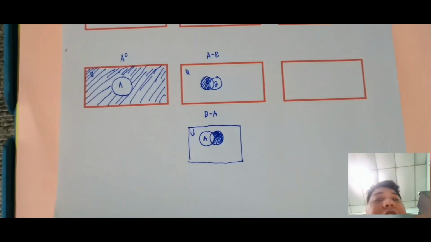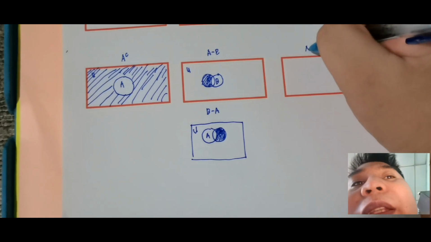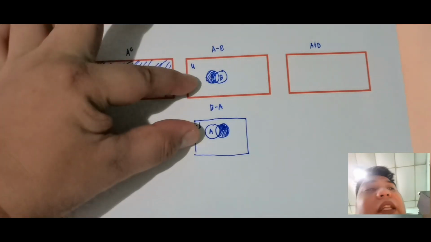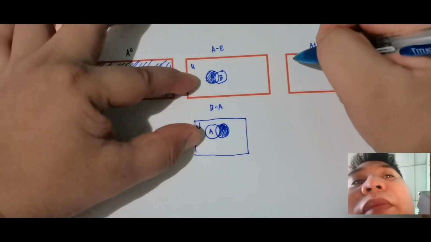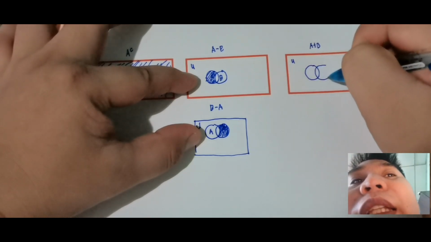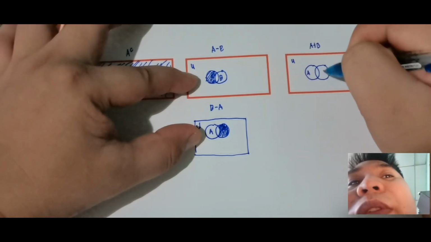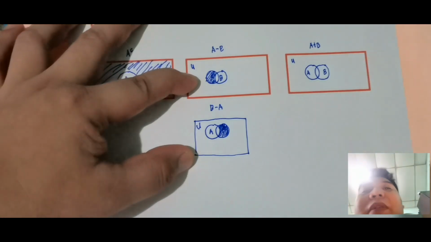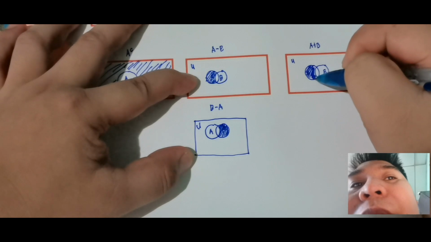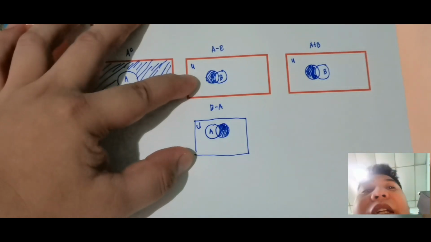Okay, next is, lastly, si A plus B. Kung naalala nyo, si A plus B is union ni A minus B saka ni B minus A. So basically, i-union ko lang to. That is U, tapos ito yung A and B natin. Pag A minus B, itong part na to. Pag B minus A, itong part na to.